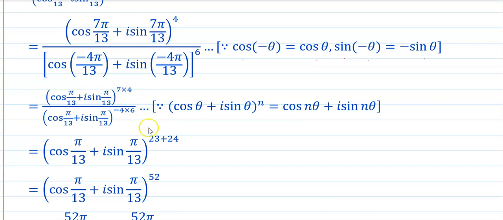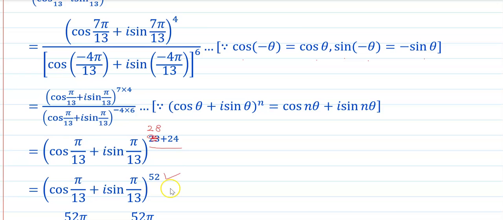7 into 4, you will get 28. I will write here 28. 6 into 4 is 24, and it's a minus. Again, by using the law of indices, 28 minus (minus 24), that minus minus will become plus, and hence 28 plus 24, you will get 52.